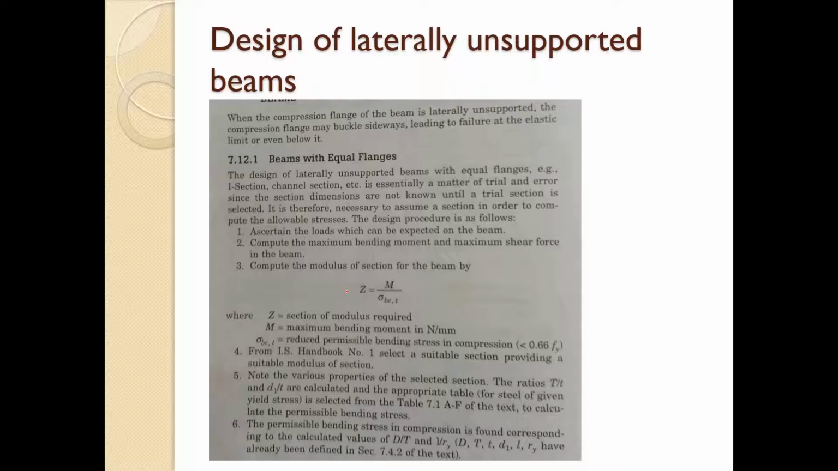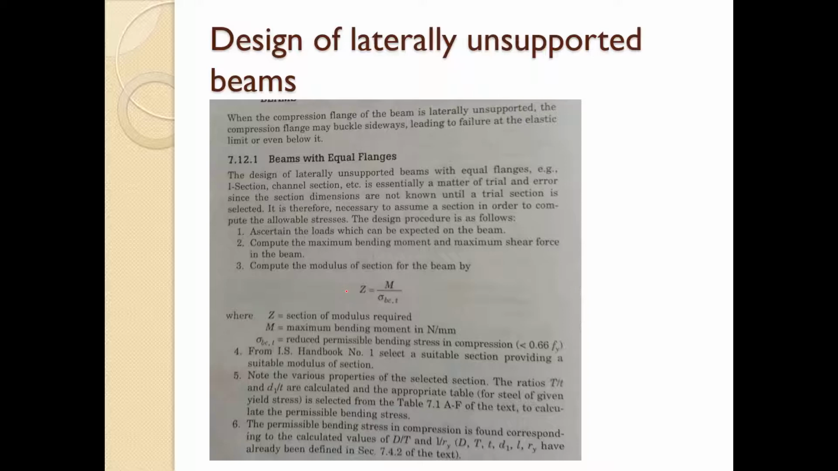and sigma bc is the reduced permissible bending stress in compression. So it should be less than 0.66 Fy. So from the steel table you have to find the suitable section providing the suitable section modulus.